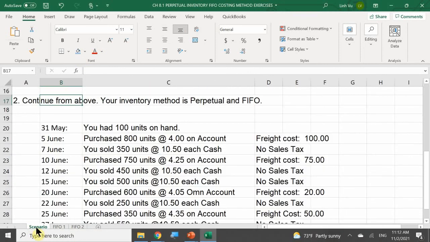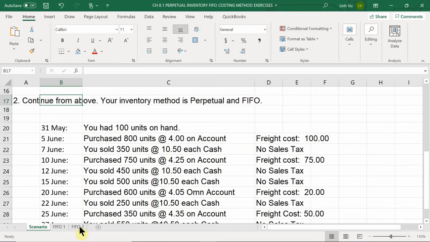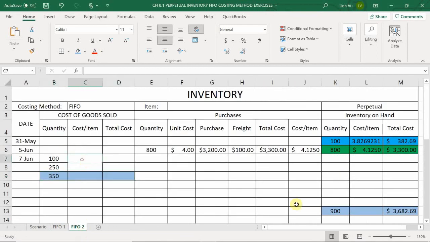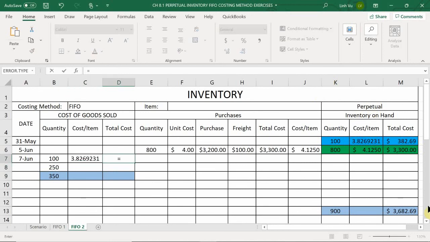I sold 350. So therefore, I know I'm going to get rid of my blue batch of 100.